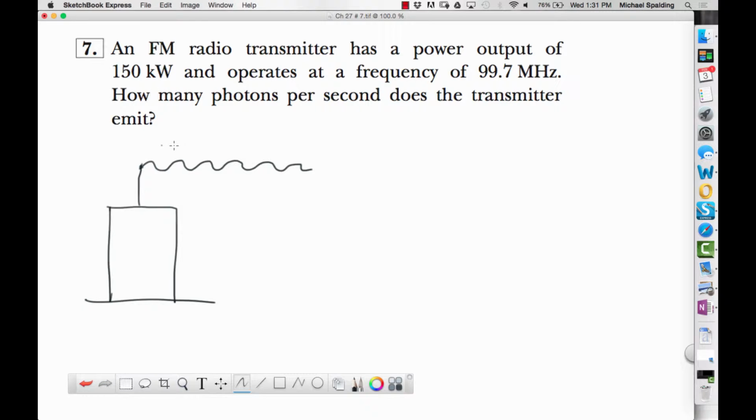Okay, that has a power output. So we're given the power output of this transmitter as 150 kilowatt. Kilo is 1,000, so that's going to be 150,000 watts. Then we can eliminate the kilo. Now let's write this another way. Remember, what is a watt? A watt is a joule per second.